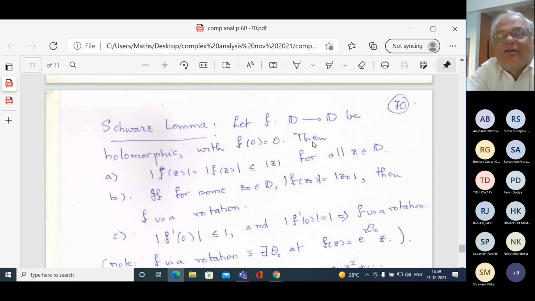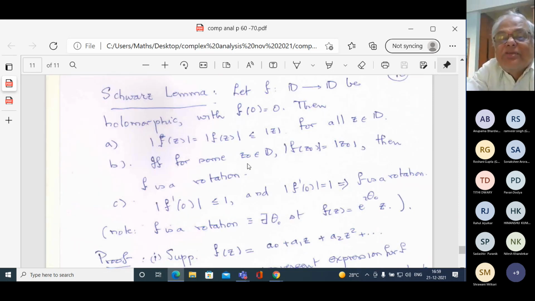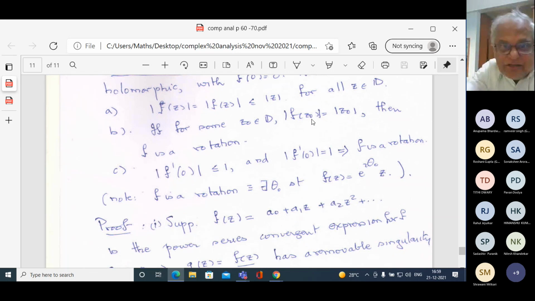So what is the Schwarz lemma? You take a function from the disk to the disk, which is holomorphic, which maps 0 to 0. So if it maps 0 to 0, then |f(z)| is less than or equal to |z| for all z in D. I'm given that it maps D to D. Okay. If for some z naught, f(z naught) is equal to z naught, okay, then f is a rotation. If f is a rotation, then definitely for some z naught, f(z naught) is equal to z naught, namely the point z naught equal to 0. And |f'(0)| is less than or equal to 1. If |f'(0)| is equal to 1, then f is a rotation.